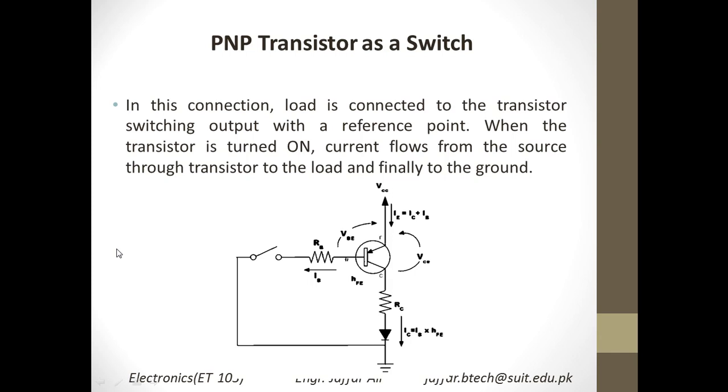So as shown in the diagram, you can see that in this connection, the load is connected to the transistor switching output with the reference point. When the transistor is turned on, the current flows from the source through the transistor to the load and finally to the ground. So this is the path for the current. You can see that this is the path from the ground.